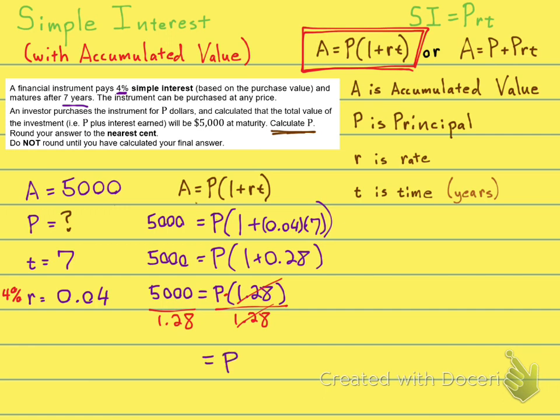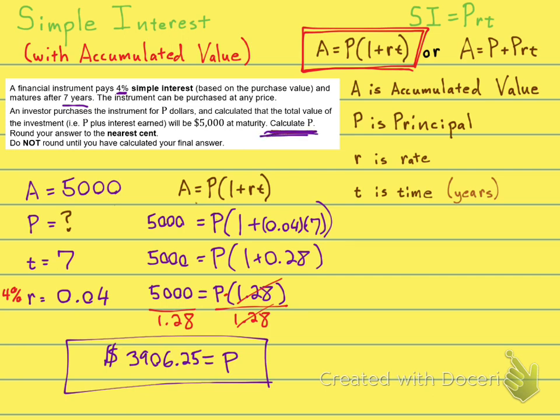And now calculator, 5,000 divided by 1.28. 5,000 divided by 1.28 equals 3906.25. 3906.25. That's my principal. That's how much I started with. And that makes sense because I'm going to end up with $5,000. So, of course, it has grown from 3906.25 to 5,000.